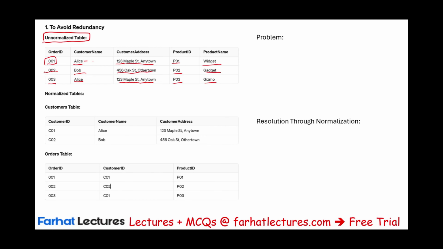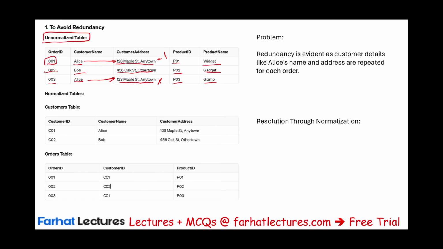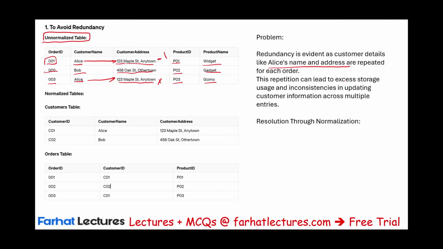Well, notice here, Elise's record appears twice. So let's assume Elise updated her record. Let's assume for the sake of simplicity, she updated her address. She moved. Then we have to go into each row and update the address. So what happens if we update the address here and we do not update the address here? That's the problem. Redundancy is evident as customer details like Elise's name and address are repeated. What if she changed her name too? If she has a last name and she got married or got divorced, it is repeated for each order. So this repetition can lead first to excess storage and inconsistencies in updating customer information across multiple entries.